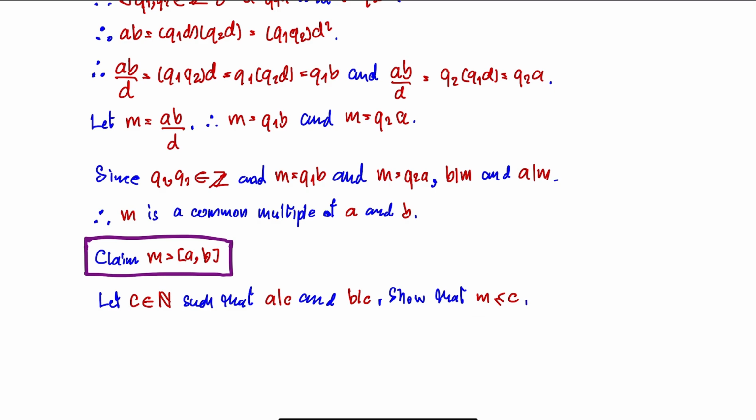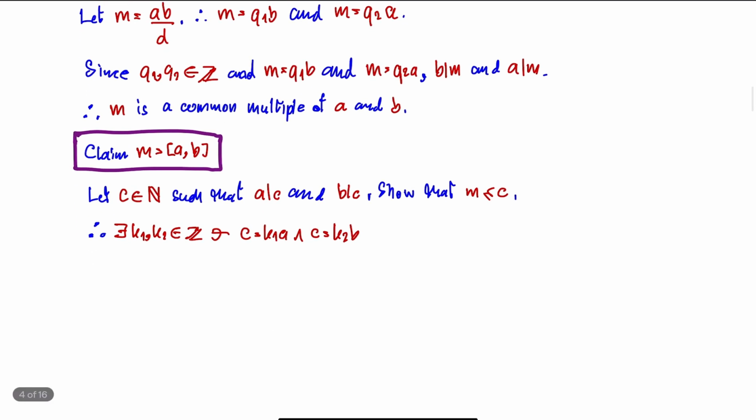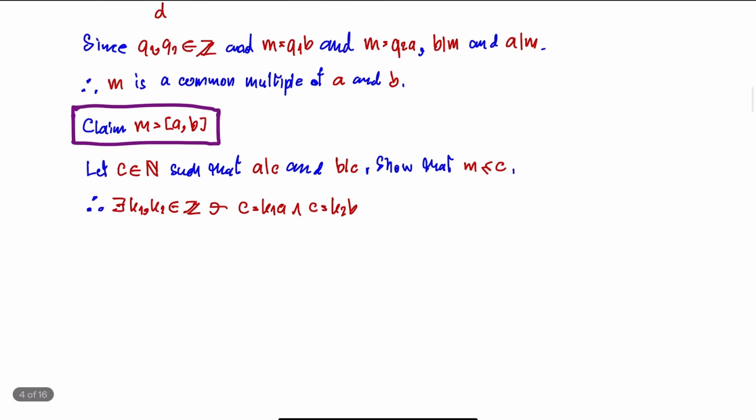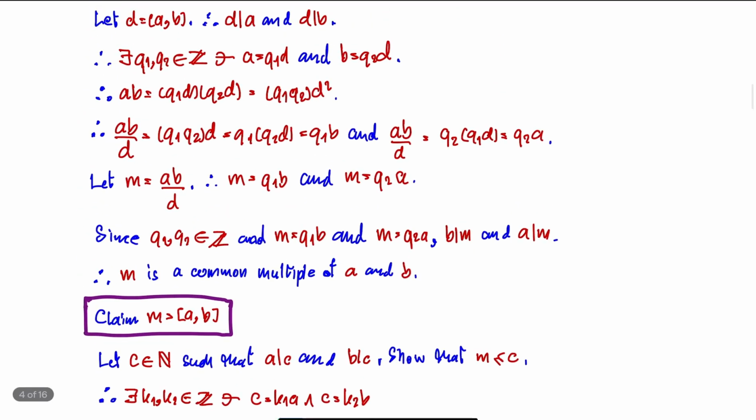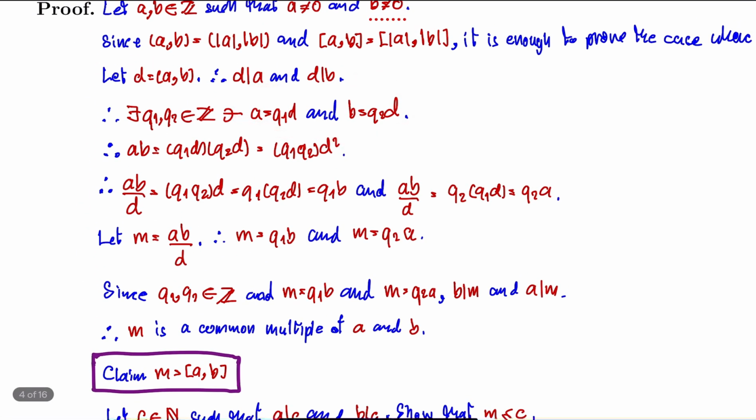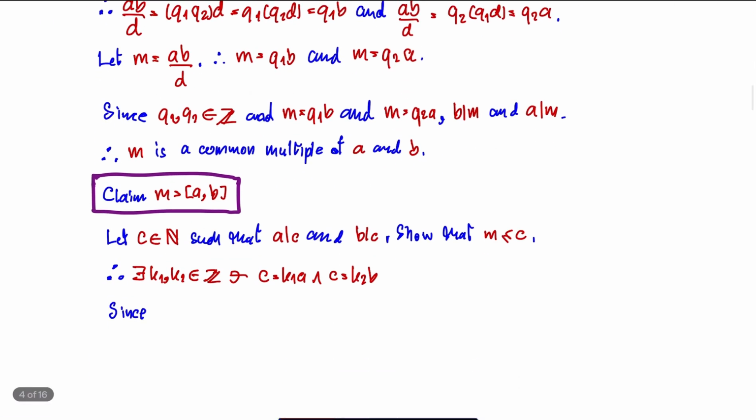Okay. Now, let's talk about A divides C and B divides C. By divisibility, we have integers k1 and k2 such that C equals k1 A and C equals k2 B. Okay, then what do we have? Let's go back up here. We have these two equations, which are A equals Q1 D and B equals Q2 D.